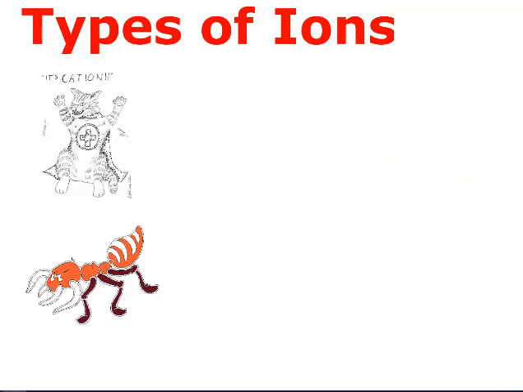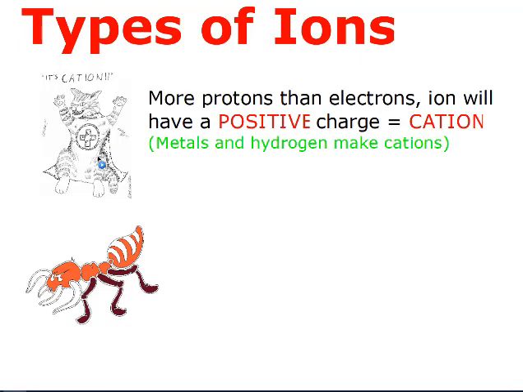Ions, on the other hand, have charges. There's 2 types of ions. A cation has a positive charge, and therefore it has more protons than electrons. Metals and hydrogen tend to make cations.